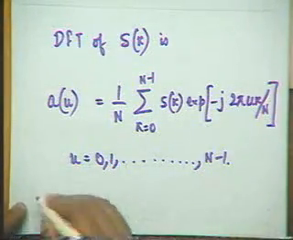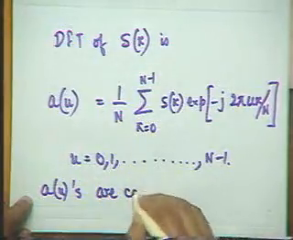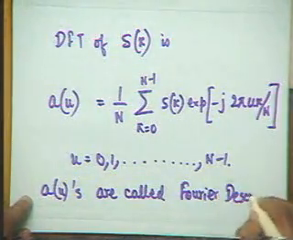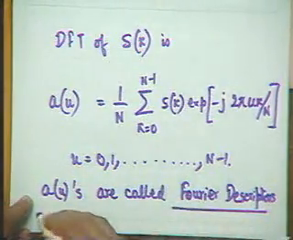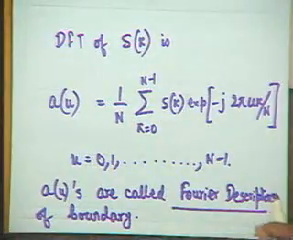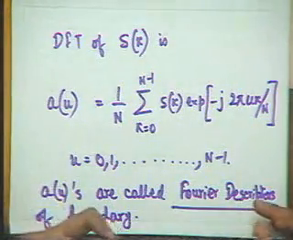All right, and the A of u are called the Fourier descriptors of the boundary. Now, if I represent a boundary by a set of points, I can transform it to a set of Fourier descriptors. And alternatively, if somebody supplies me with the Fourier descriptor values, I can reconstruct the original boundary.